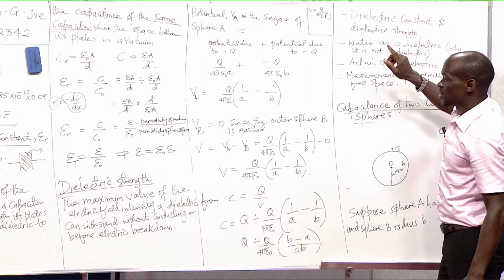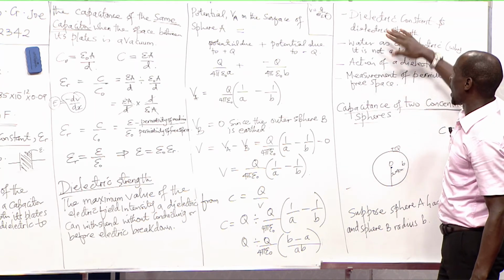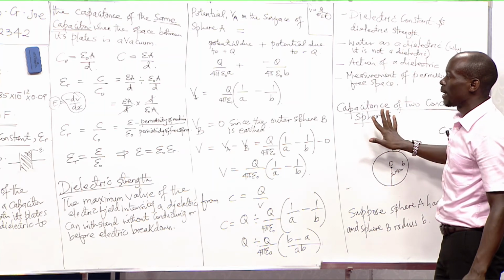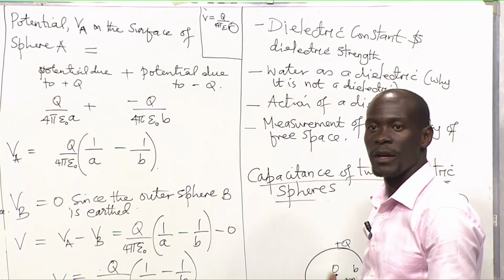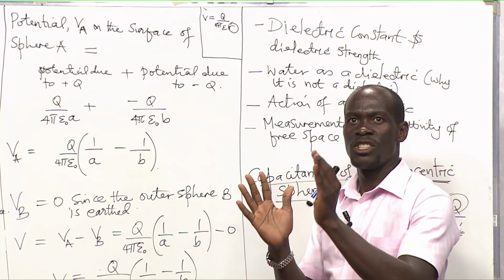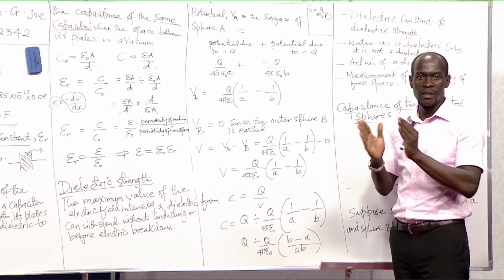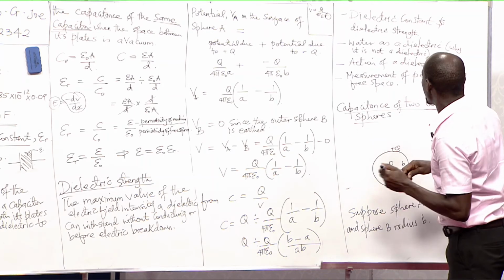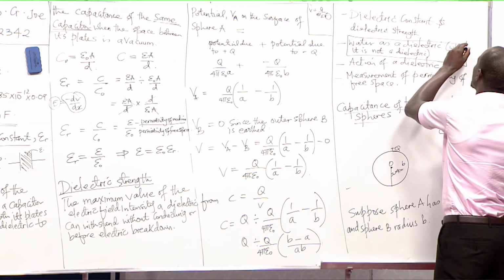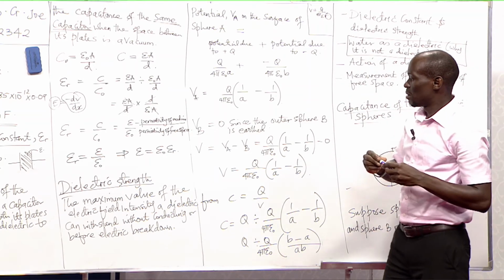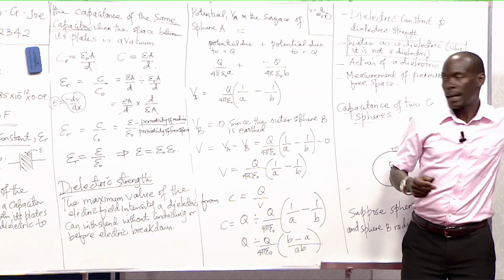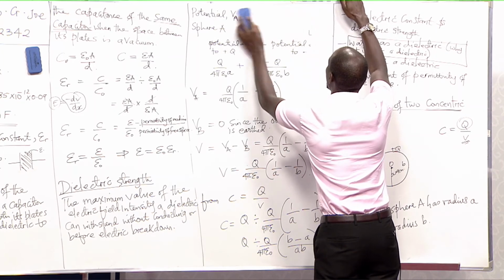Remember, our objectives are listed here, and you realize that I have not tried to remove them. I have left them there because we want to keep reviewing them, so that by the end of the lesson we are able to see whether we have achieved all of them or we have left out some. The next one is, we said, water as a dielectric. This is a qualitative question. Now, why do you think water may not be a good dielectric?